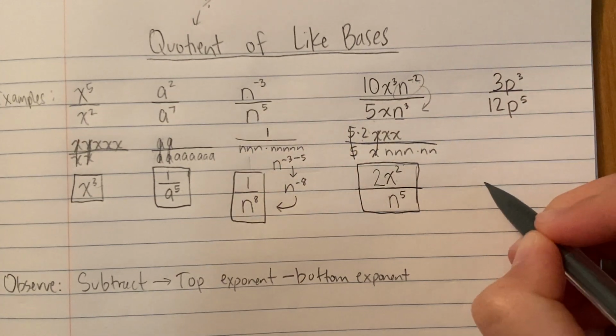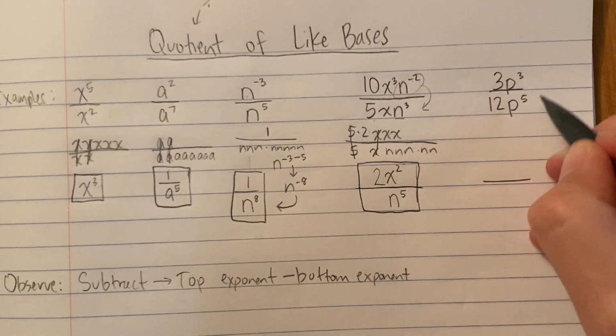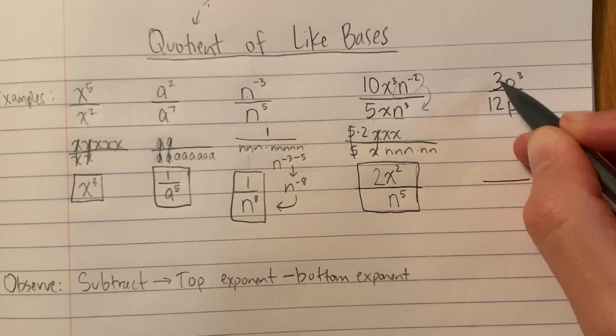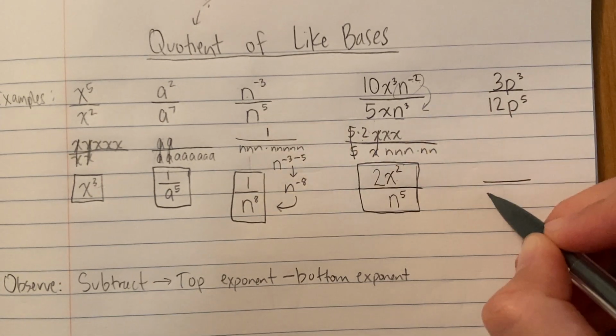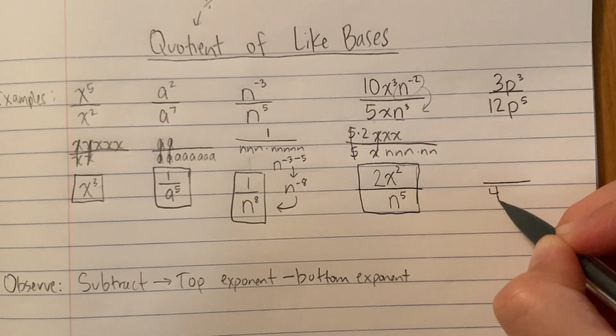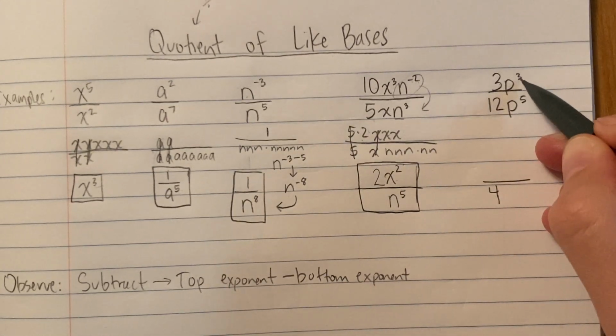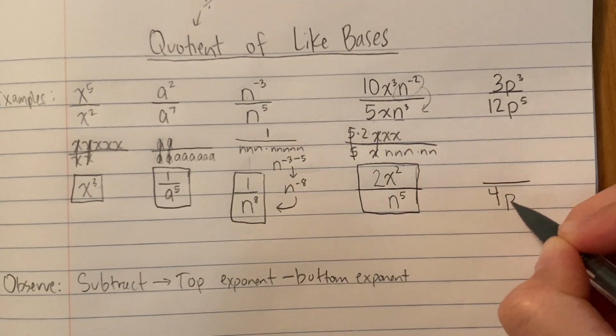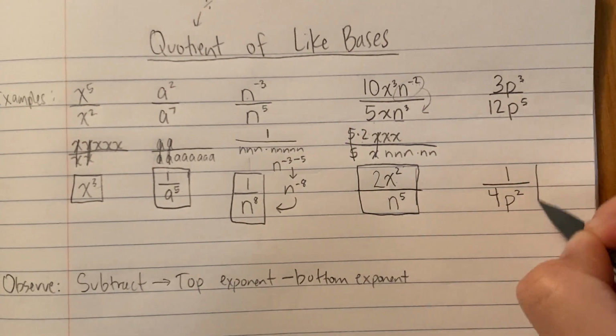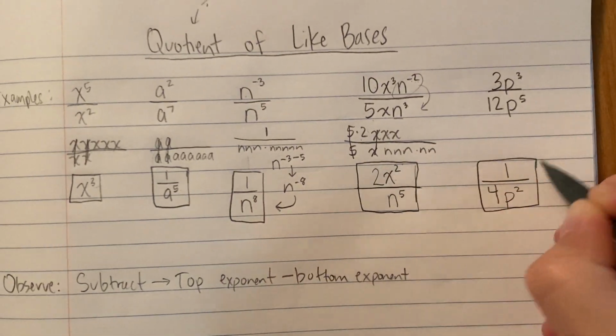Okay, here, first let's look at the numbers, right? 12 divided by 3 is 4, but the thing is that the larger number's on the bottom here, right? So this is going to be 4 on the bottom. And then here, I have 3 minus 5, which is negative 2. My p is going to end up being down here. Okay, this ends up being 1 over 4p squared.